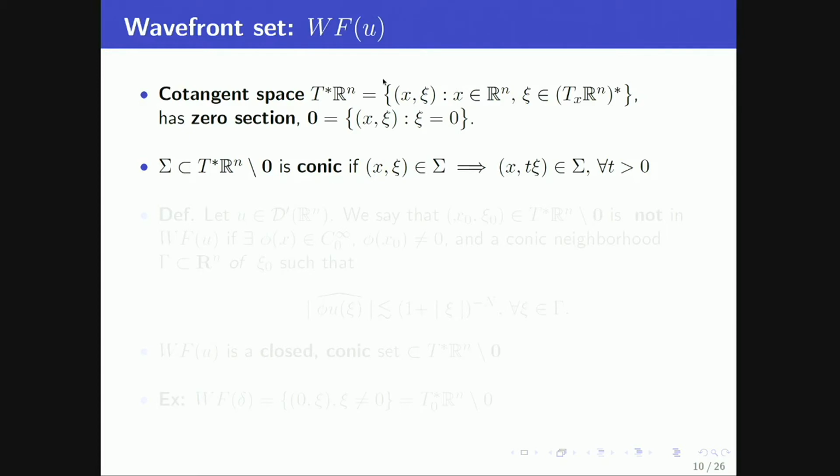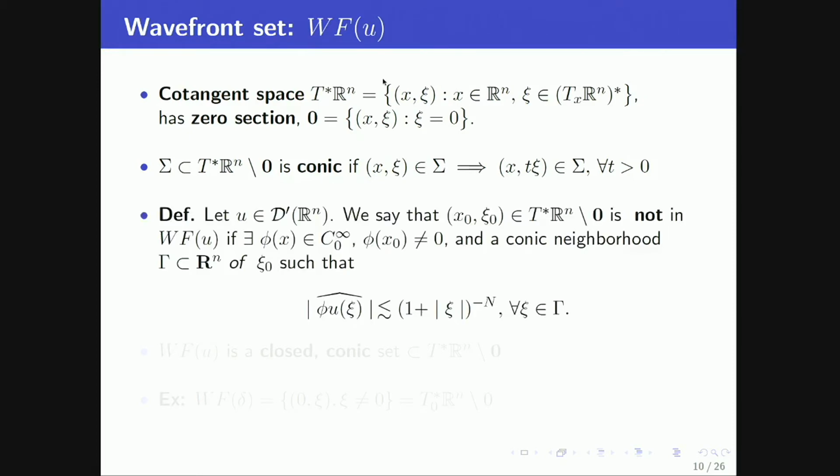Another one is provided by the wavefront set. So let u be any distribution on Rn. This basically repeats the definition from yesterday in a slightly different form. So we say that a point (x0, ξ0) is not in the wavefront set. So we're going to define the wavefront set by defining its complement, which will clearly be an open conic set, and therefore the wavefront set, its complement, is a closed conic set.